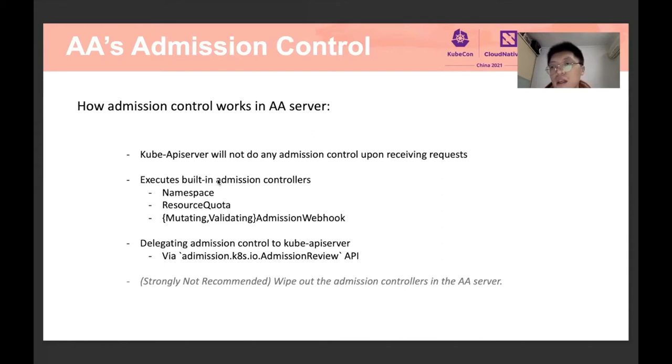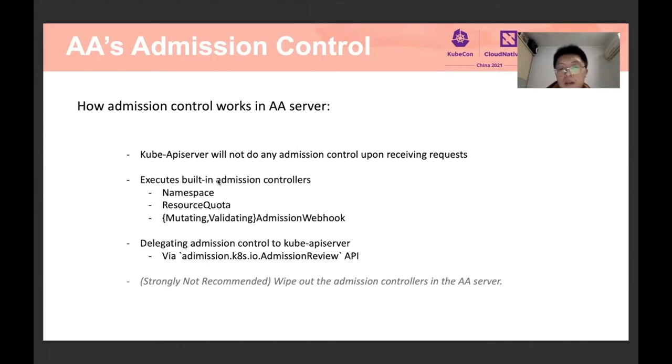And after that, the AA servers can either execute the built-in admission controllers, such as namespace controllers, resource quotas and webhooks, or the AA servers can just delegate the admission control back to the Kube API server via a similar API named AdmissionReview. And we can also wipe out the admission controllers inside of AA, but this is still not recommended.